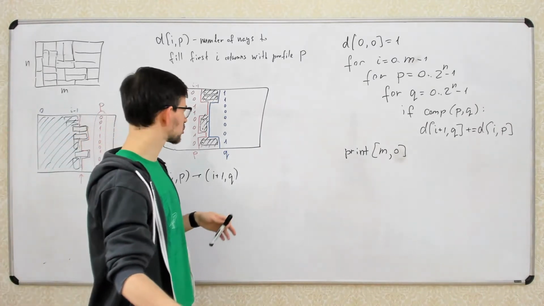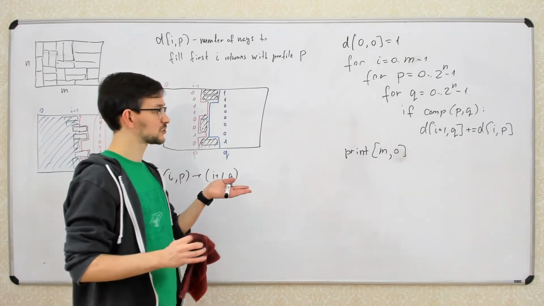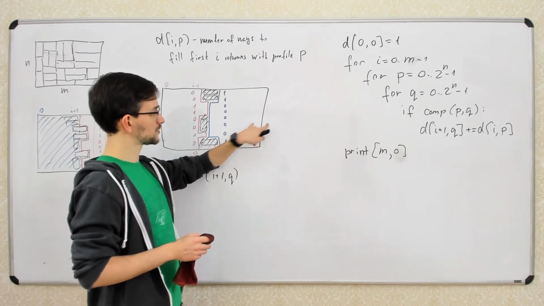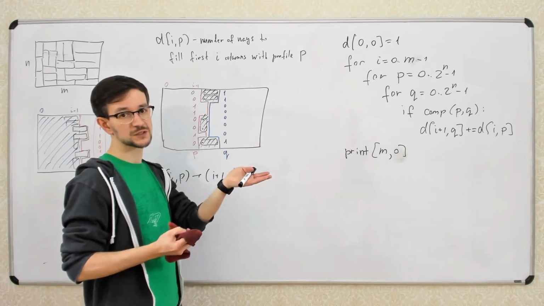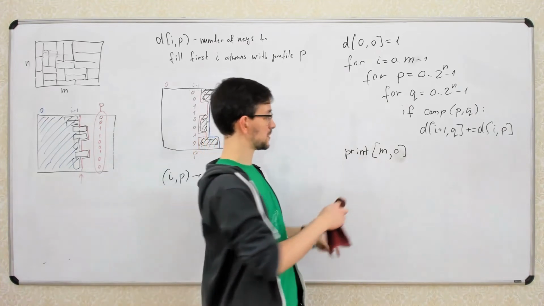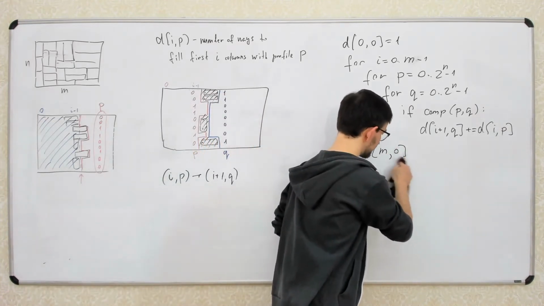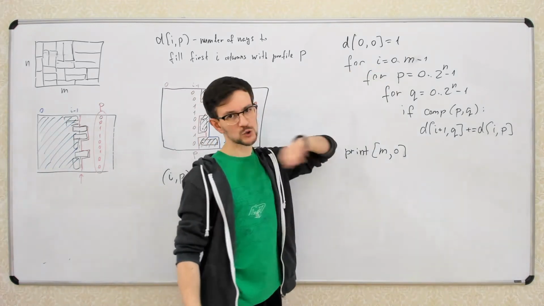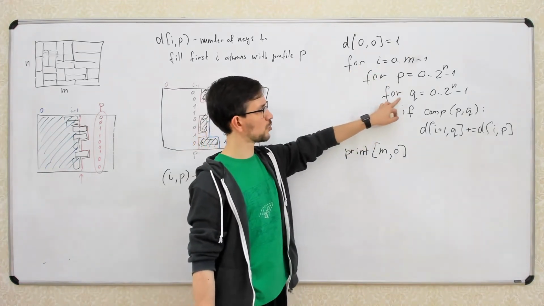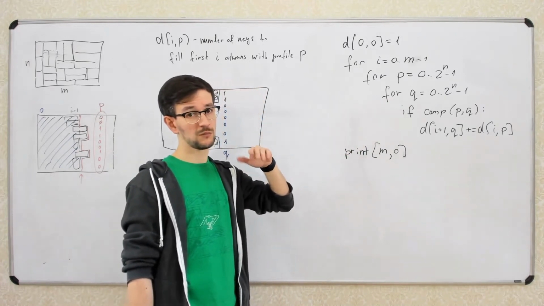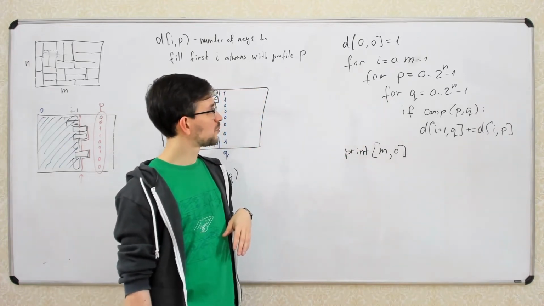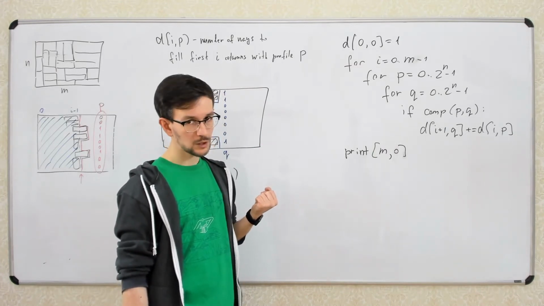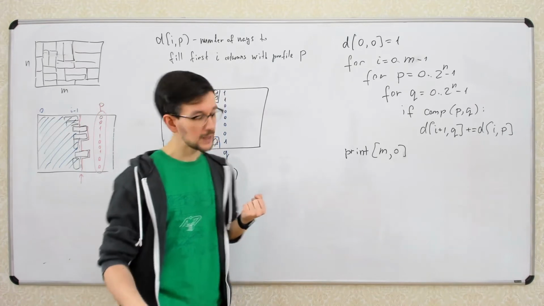Yes, you also calculated some strange states when you have all the columns and some tiles are out of this rectangle, but that's fine. You just don't use these states. You only need this state basically. So when i equals m minus 1, you actually don't need all the states q. You only need state q equal to 0. But it's a very minor optimization. Okay, clear enough? Is it clear enough?